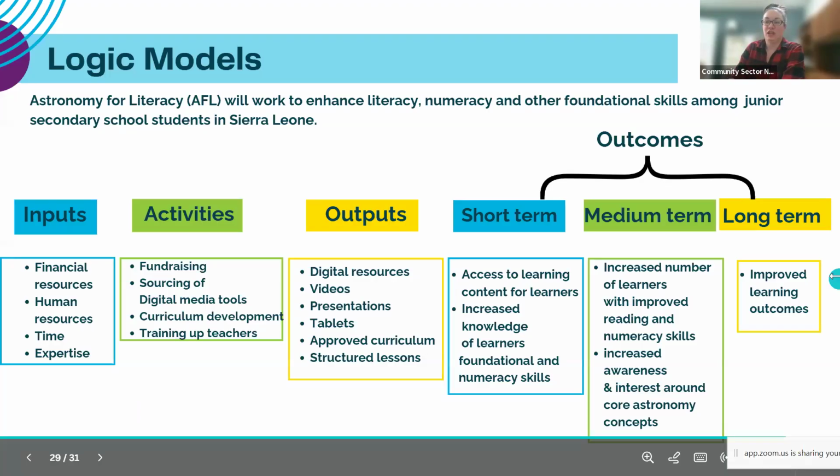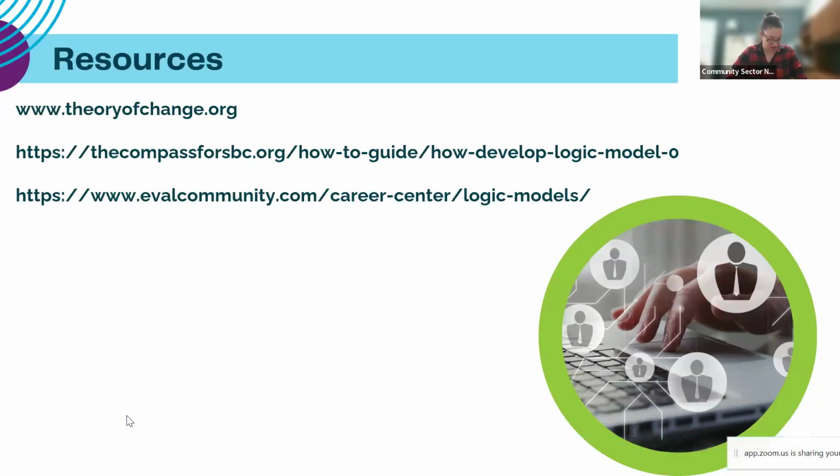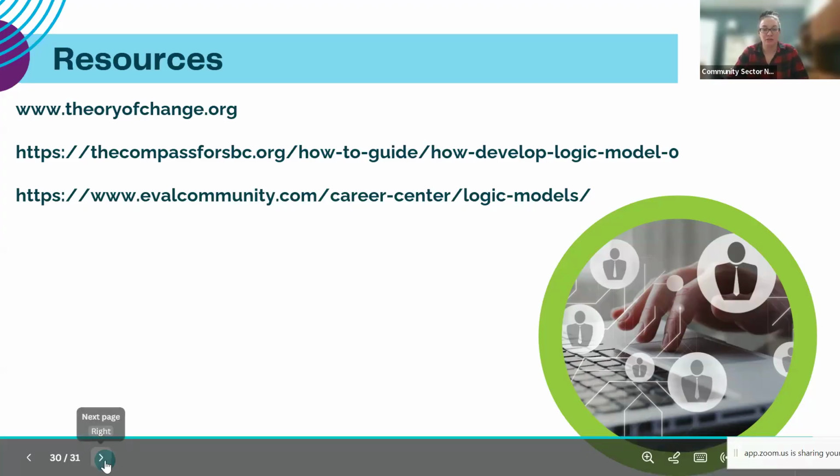So unlike theory of change, which would have identified this long-term outcome and worked backwards, our logic model starts with our inputs and activities and works in the forwards direction to determine the outputs and outcomes that result. So that concludes our presentation on the two most popular impact evaluation frameworks. And I've just given some resources here on theory of change and how to develop logic models.